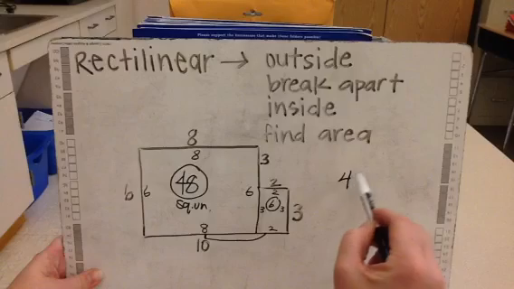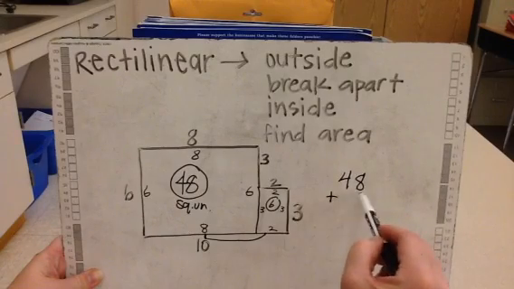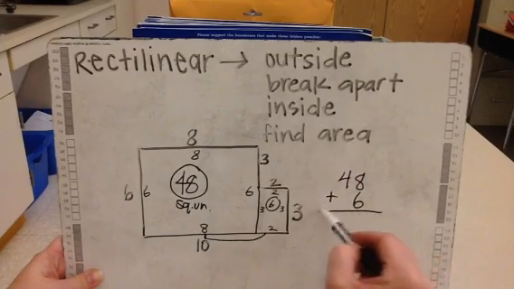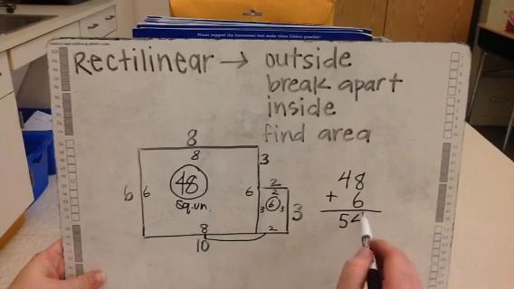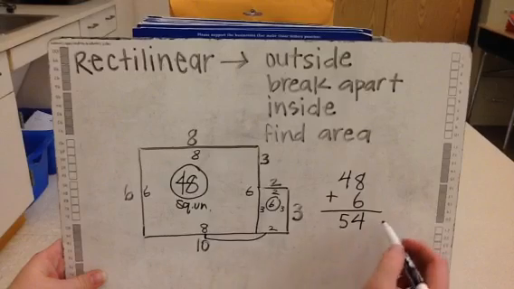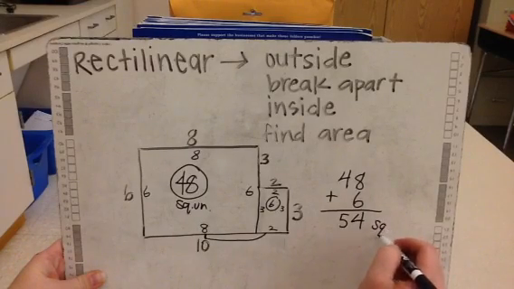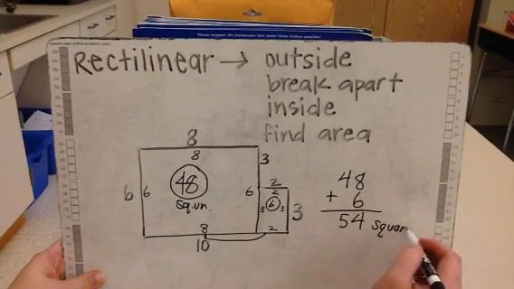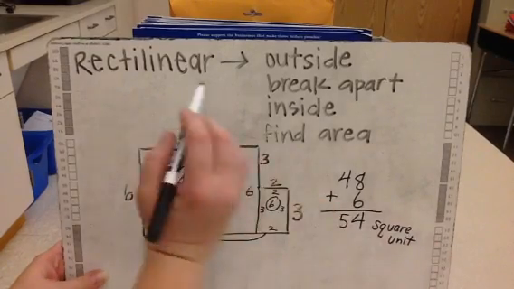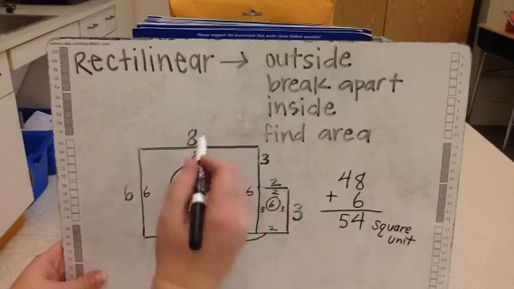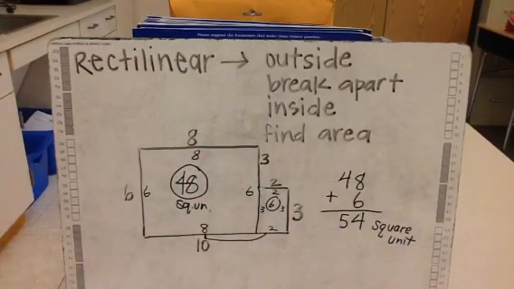So 48 plus 6 would give me 54. Now 54 is just a number, but if I'm looking for area, I need square units. If I had feet here or inches here, then I would have a certain unit.